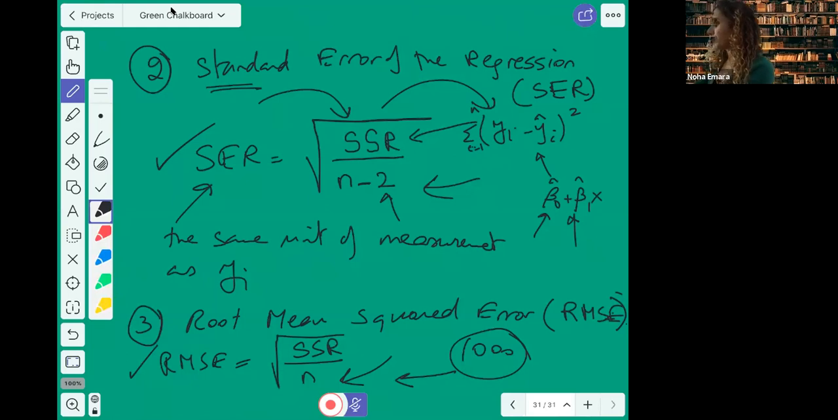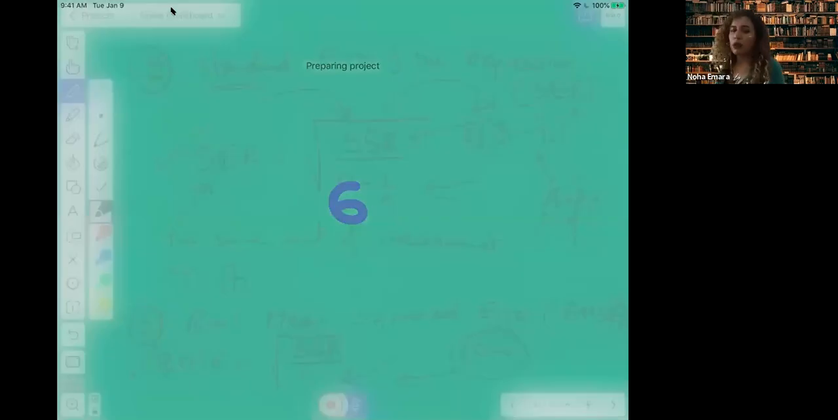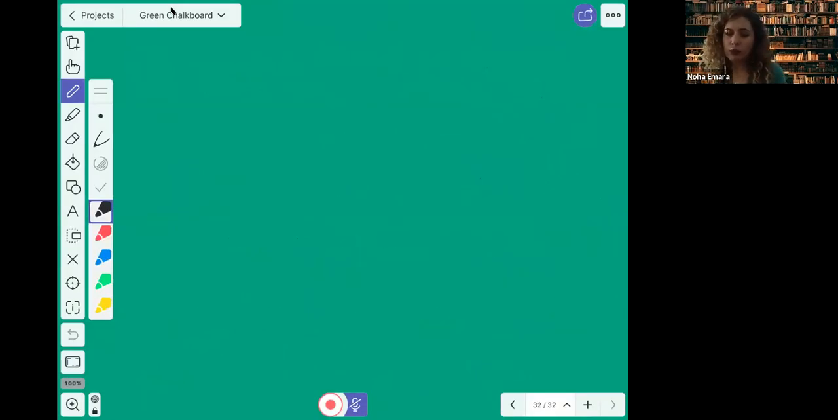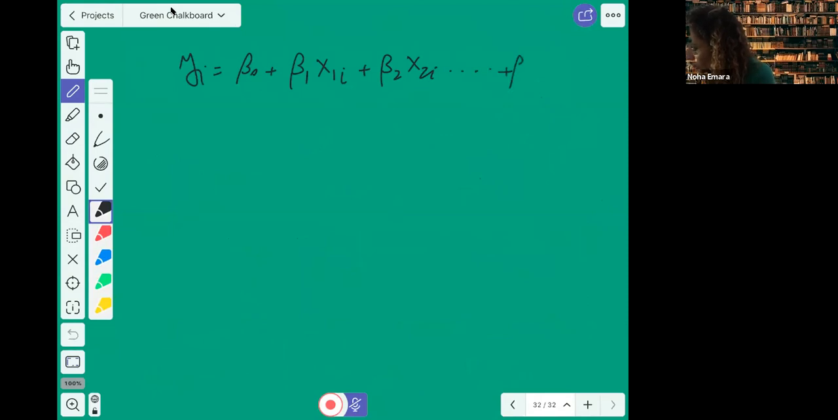Okay, so what if I have more than one X? How can these measures of fit change? If I have a multi-regression model that has more than one X, so y_i is equal to beta naught plus beta 1 x_1i plus beta 2 x_2i, and then we keep going, and the last one is beta k x_ki, plus u_i. So this is a multi-regression model.